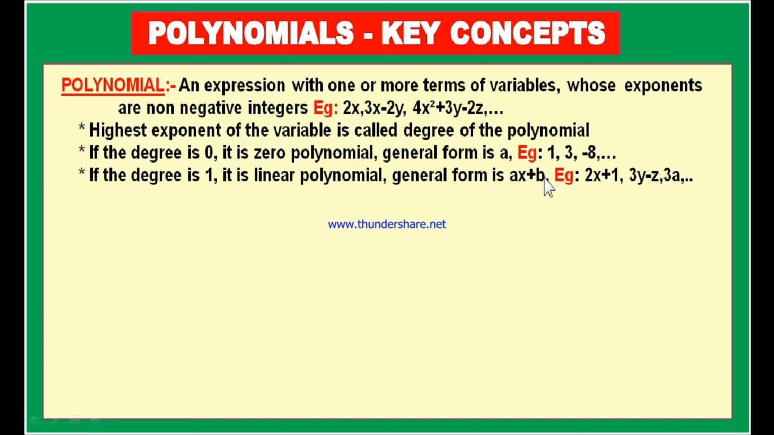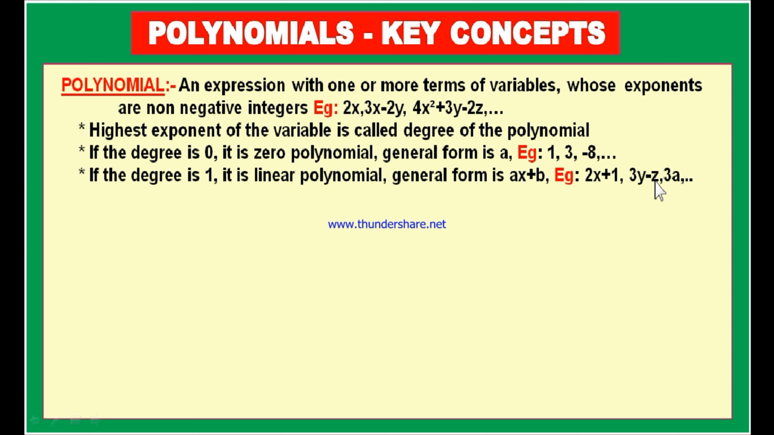Now the highest exponent of the variable is also 1. Therefore in any polynomial, if the highest exponent of the variable is 1, then the degree is 1. If the degree is 1 for any polynomial, then it is called a linear polynomial. Therefore, in any linear polynomial, the degree is 1. The general form of the linear polynomial is ax plus b. For example, 2x plus 1 is a linear polynomial in one variable x.